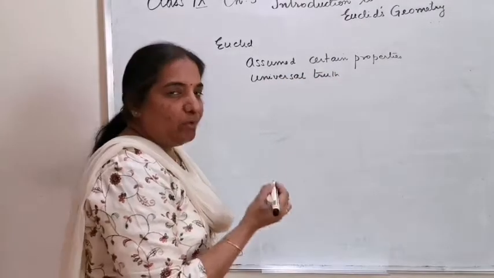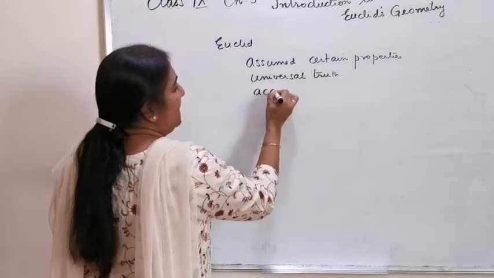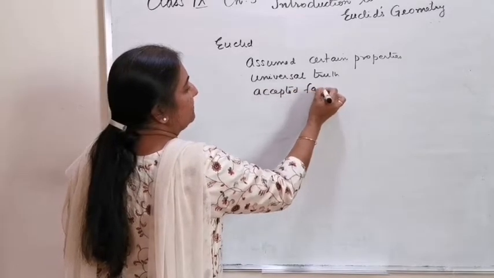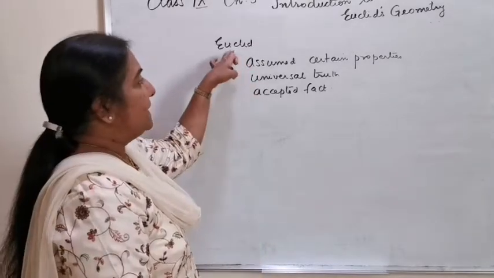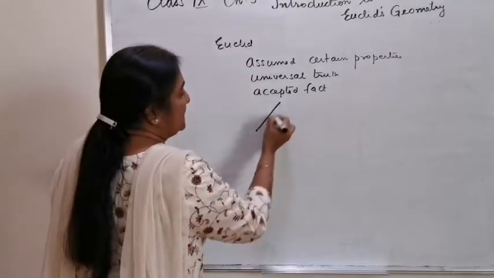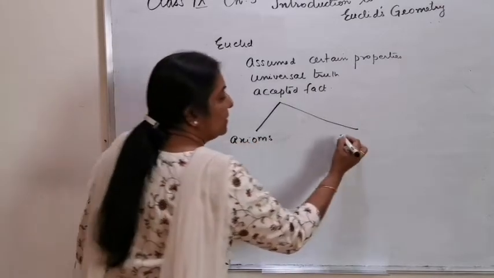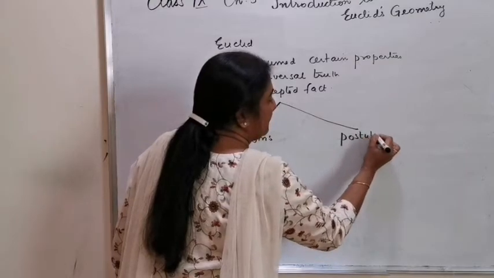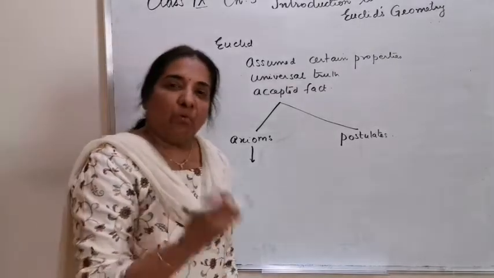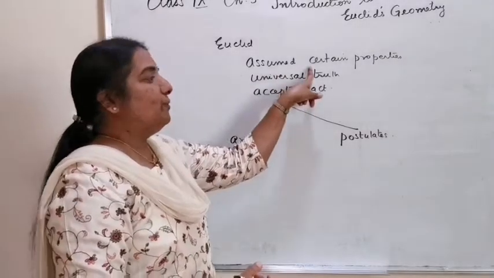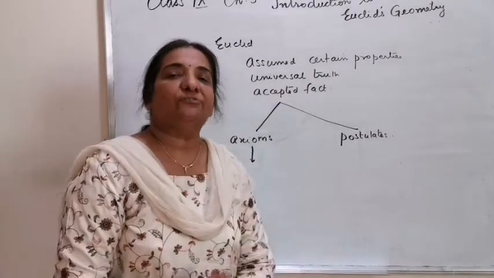That is, they don't need a proof for it. That means it was an accepted fact. So these accepted facts Euclid divided as either axioms or postulates. The meaning of axiom is an accepted fact or universal truth that can be applied in all branches of mathematics.